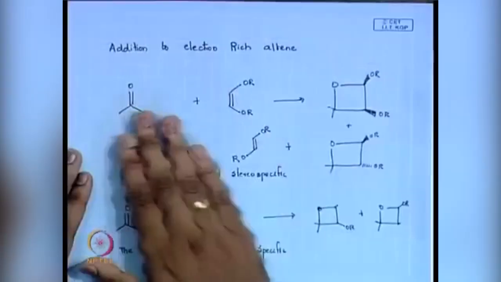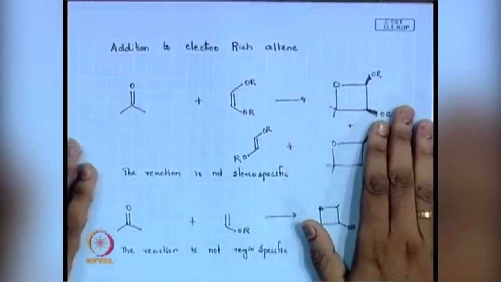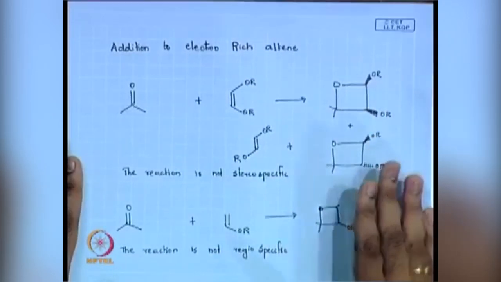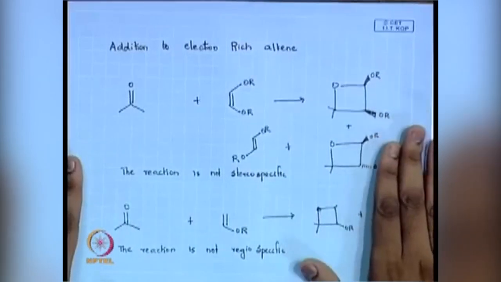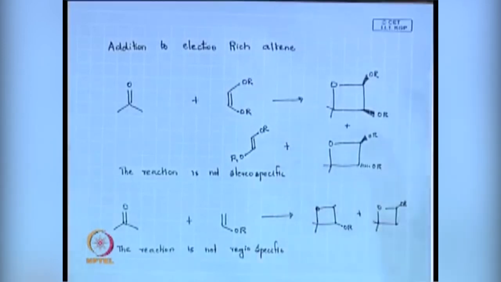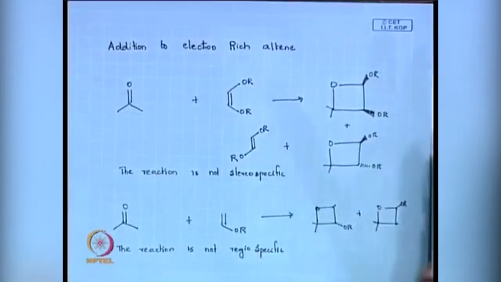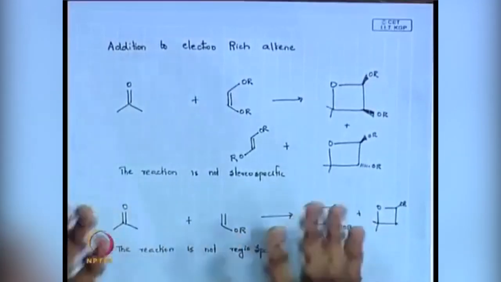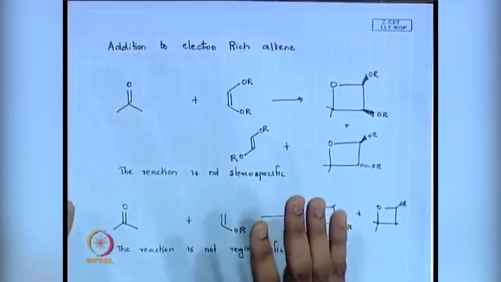So now you are left with a lot of choice. How are you going to think about it? The question I asked is, if I take an electron rich alkene, why is it not stereospecific and not regiospecific? Immediately if I go for my electron deficient alkene, the whole reaction becomes stereospecific and regiospecific. Why is it? That's the question I first asked. For that I said there is not only one product, cis and trans can also occur. Whether that gives you any clue.